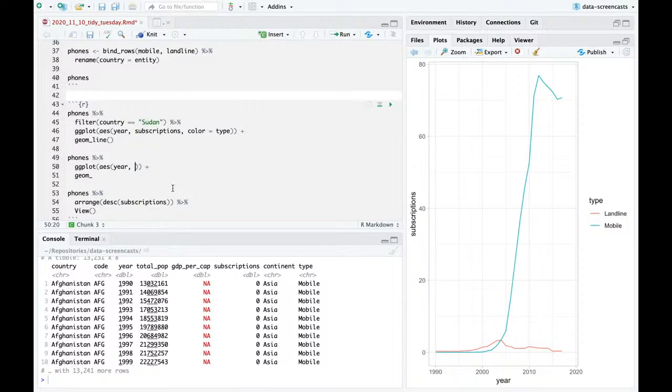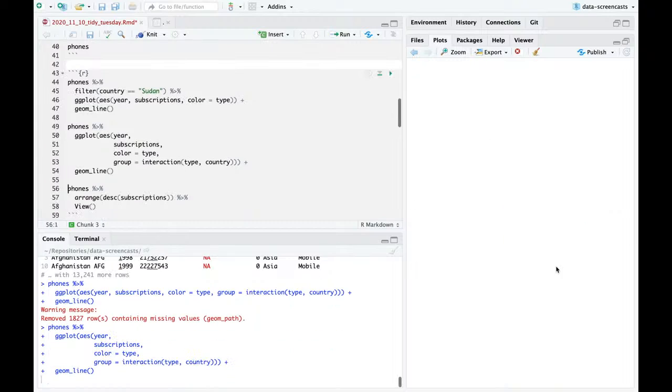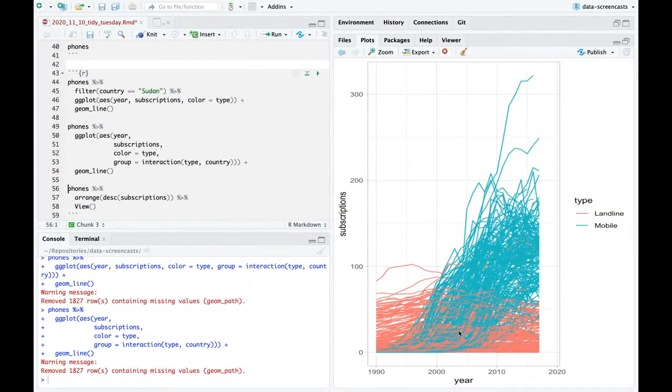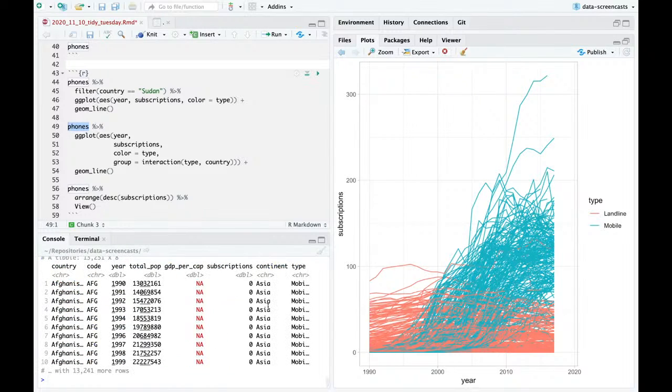So what we do is we say year, subscriptions, geom_line, and we do color. Check this out. We can do something like color equals type, group equals the interaction of type and country. What this does is it plots every single country on one. So here we get a general sense of the trend: all the landline frequencies stayed fairly low, but mobile generally shows up and grows quickly. Now this is way too many graphs, too many points.